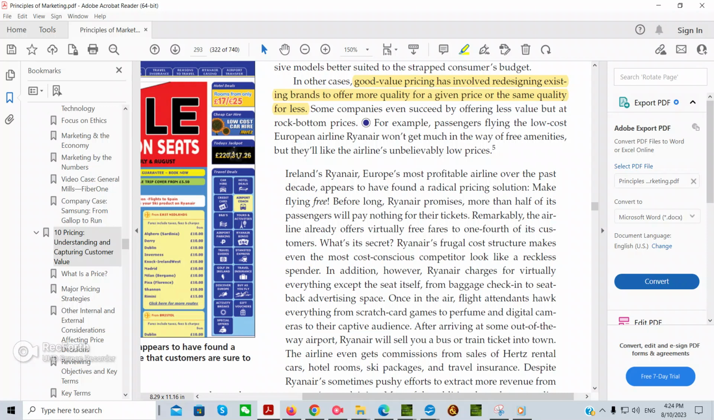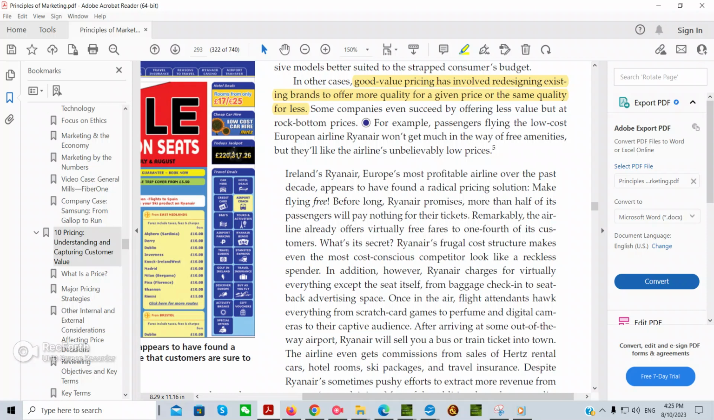So, some companies even succeed by offering less value but at rock bottom prices. Remember, it's value compared to price. Or in this case, features and benefits compared to prices. For example, Ireland's Ryanair, Europe's most profitable airline over the past decade. This was as of 2012 when this book was published. It appears to have found a radical pricing solution. Make flying free.